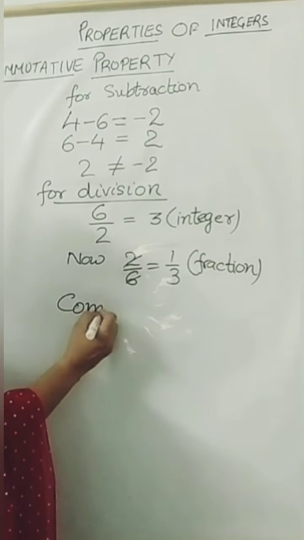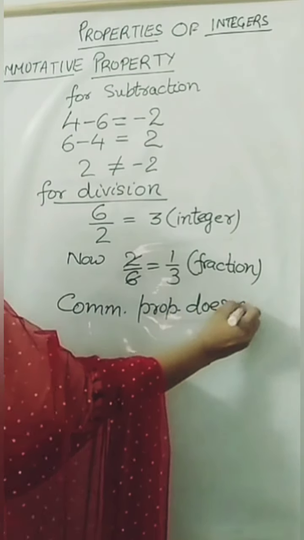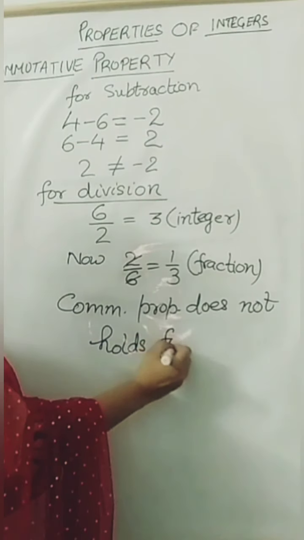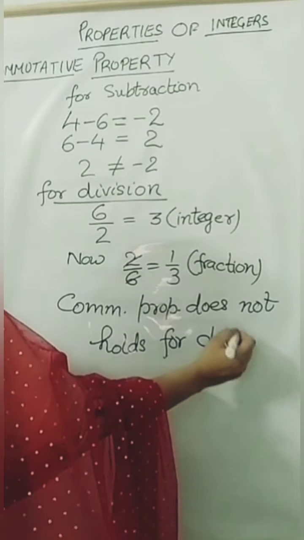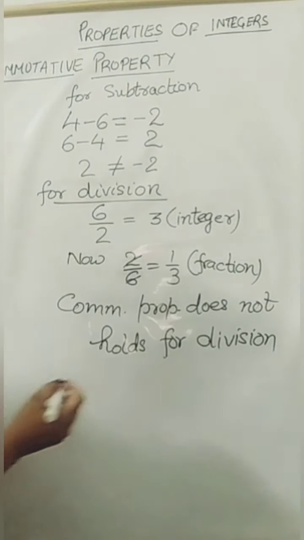So commutative property does not hold for division as well as for subtraction.